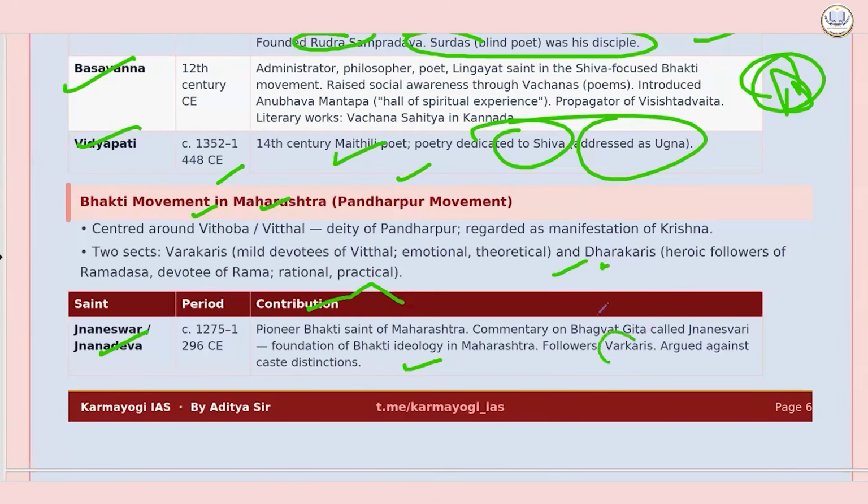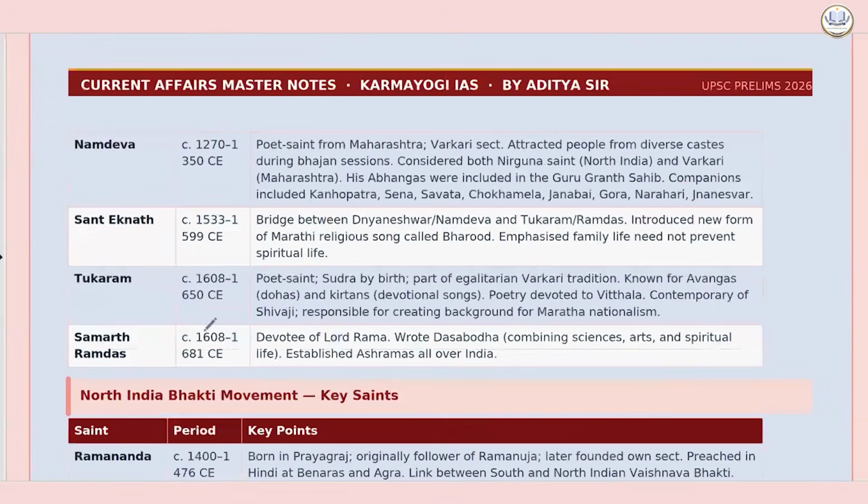Followers are called Varkaris, and they argued against caste distinction. You have Namadeva, a poet saint from Maharashtra. The Varkari sect attracted people from diverse castes during bhajan sessions. He was considered both a Nirguna saint in North India and a Varkari in Maharashtra. His Abhangas were included in the Guru Granth Sahib. Companions included Kanhopatra, Sena, Sawata, Chokhamela, Janabai, Gora, Narahari, and Eknath.